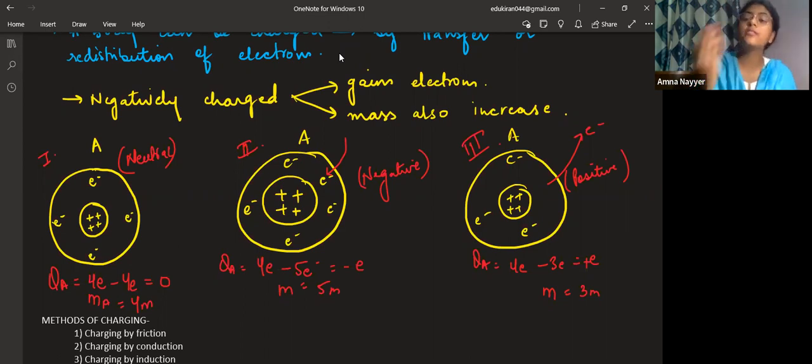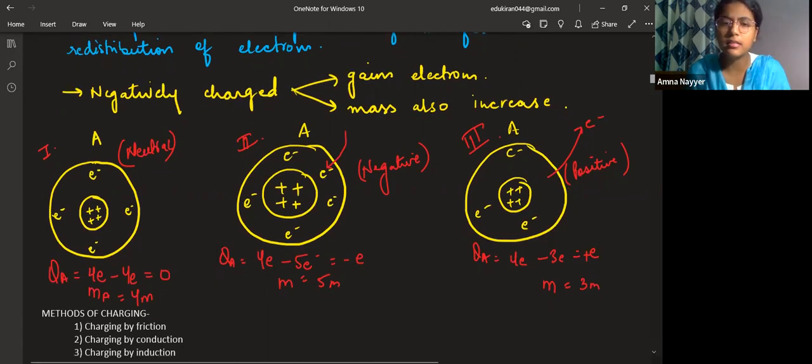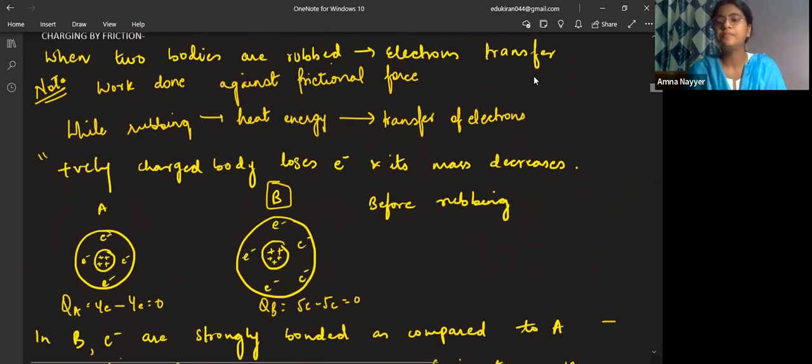Regarding how the transfer of electrons occurs, there are 3 basic processes. I think we could discuss only one yesterday, charging by friction. Conduction and induction we have to do today. Okay, let me revise charging by friction so that we can at least practice some questions on it.